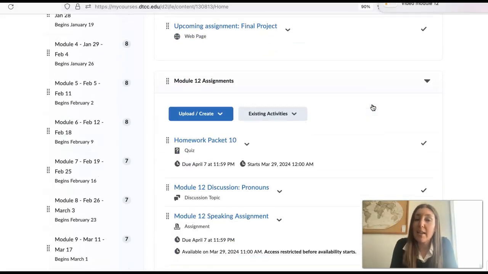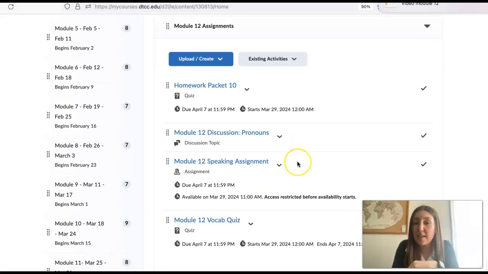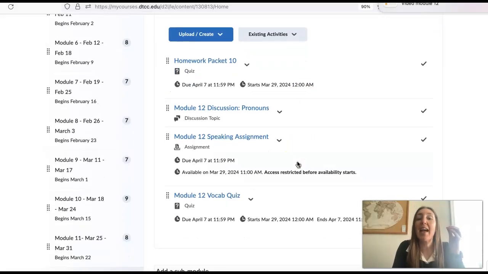Okay, so for the assignments, we have homework packet, our last discussion board of the semester, the speaking assignment where you have to use the formal commands, and the quiz about the formal commands.